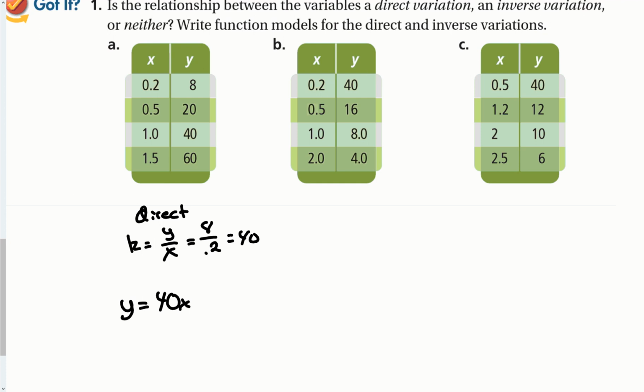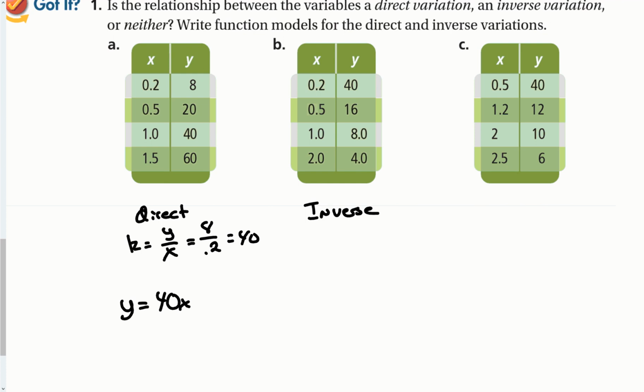X is going up, y is going down. So this could be inverse. We just have to check, right? This could have been direct, but it could have been neither, right? So looking at the data just eliminates one choice, indirect or direct, right? It still could be neither.